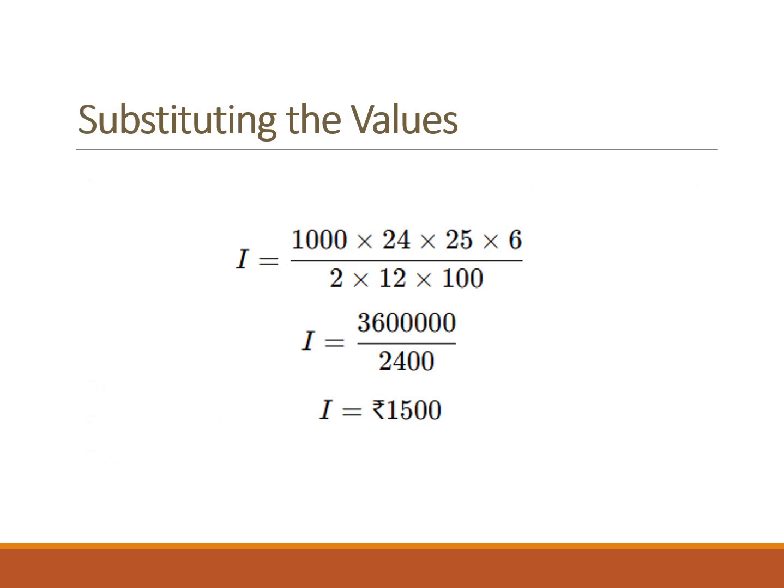Now, let's substitute the given values into the formula. We get I equals 1000 multiplied by 24 multiplied by 25 multiplied by 6, divided by 2 times 12 times 100. Solving this gives us 36 lakh divided by 2400, which equals 1500 rupees. So, the interest earned over 2 years is 1500 rupees.